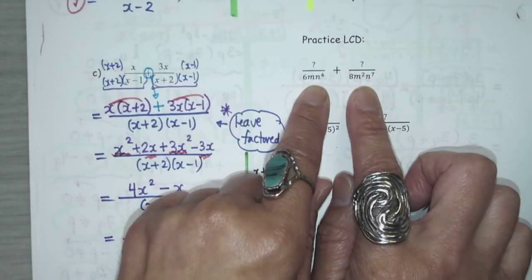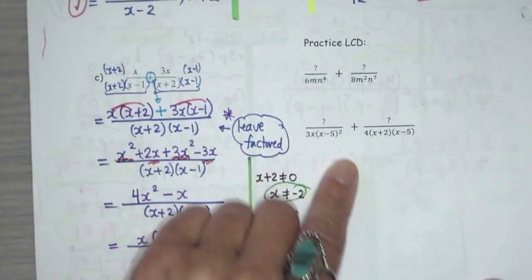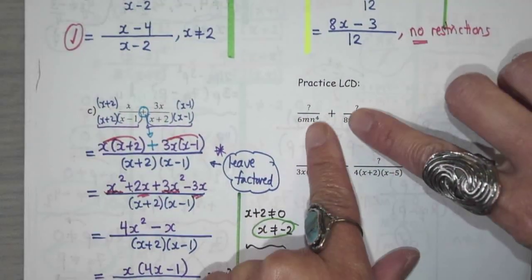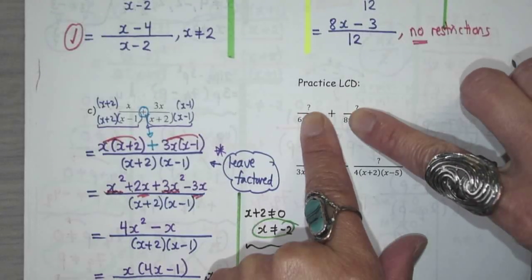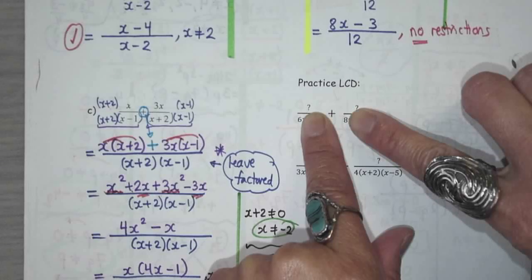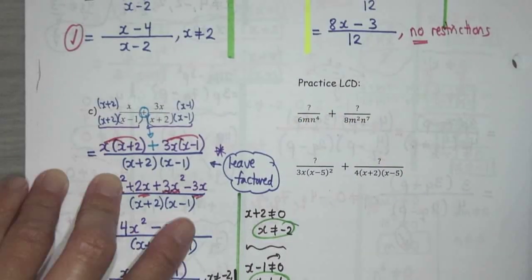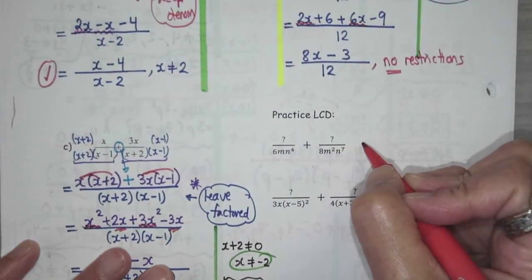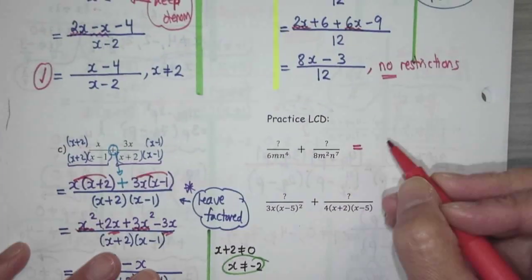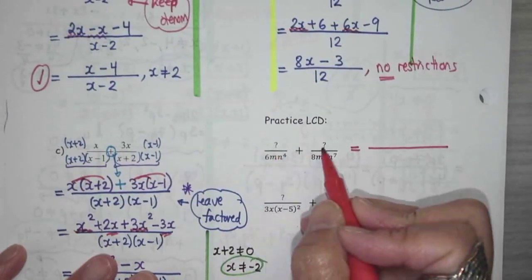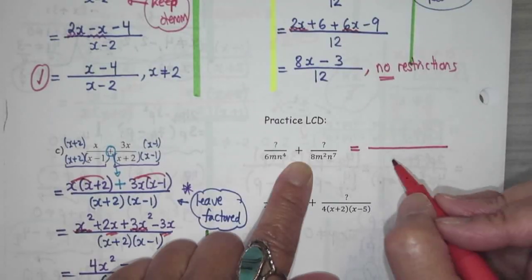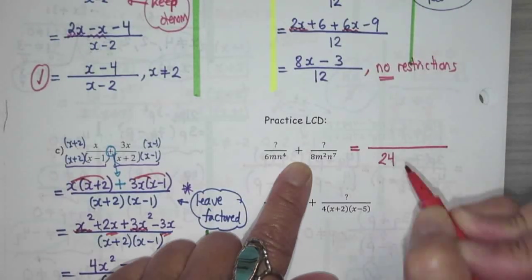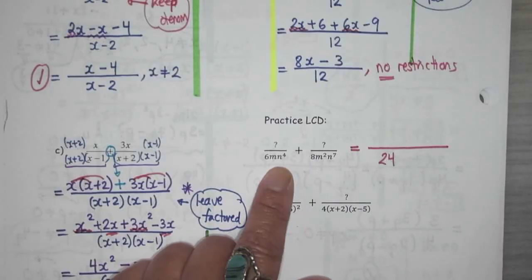I want these two denominators to be the same. We're used to doing the numbers. So the numbers are 6 and 8. What's the lowest common denominator between a 6 and an 8? 24. Okay, so we're going to get 24. I'm going to write down equals and just set it up here. I put question marks there because I just want to focus on the denominators for a second. So I know that the number would be 24, and I need them both to be 24.